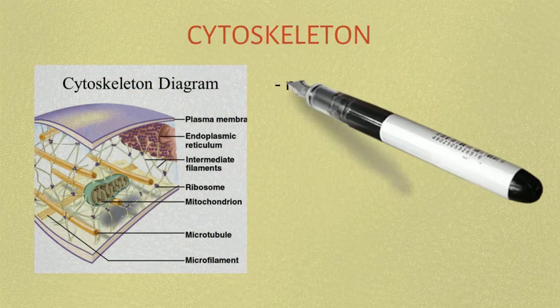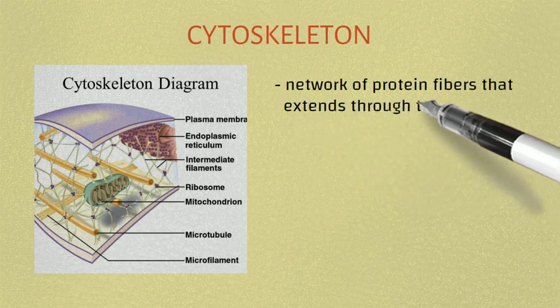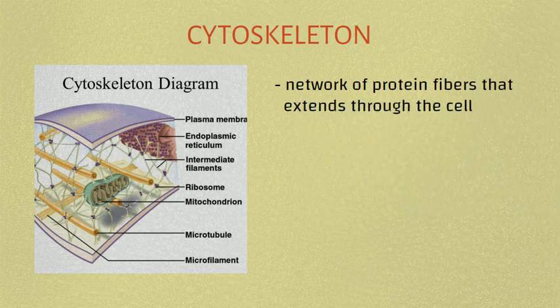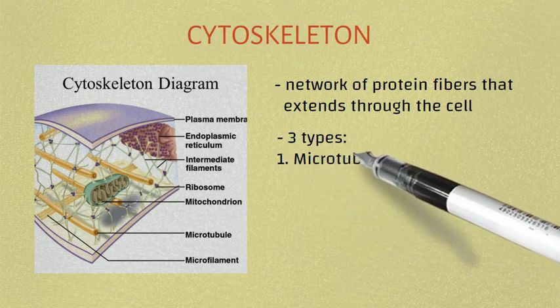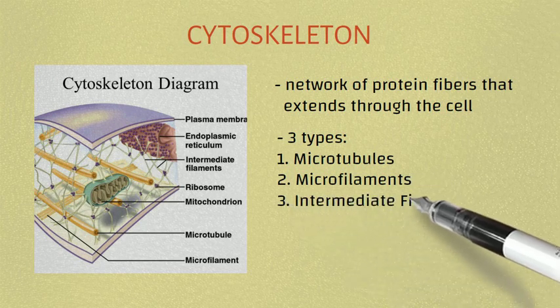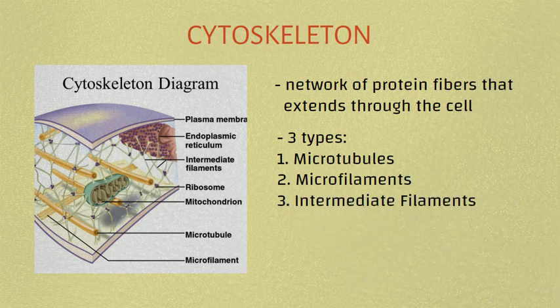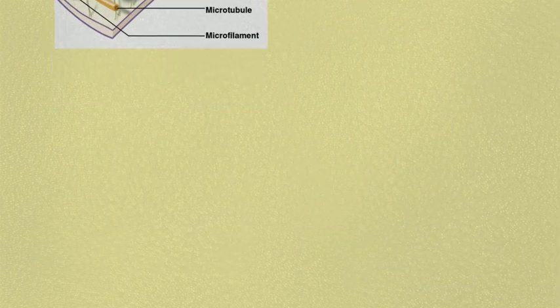Now let's move on to something called the cytoskeleton. The cytoskeleton is a network of protein fibers that extend through the cell. They help support the cell and keep the cell in place. There are three types of cytoskeletons: microtubules, microfilaments, and intermediate filaments.